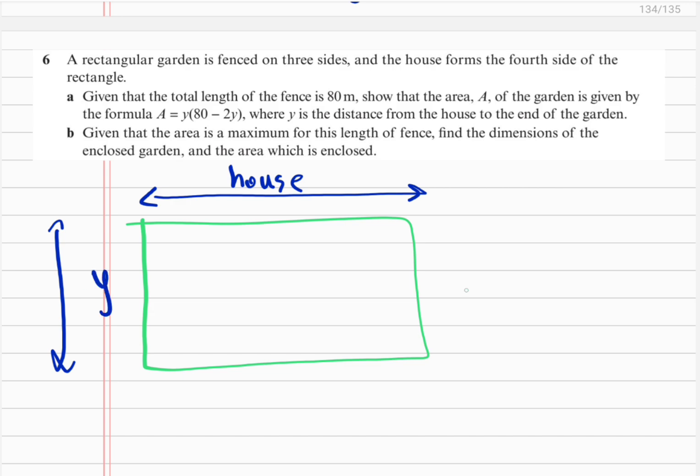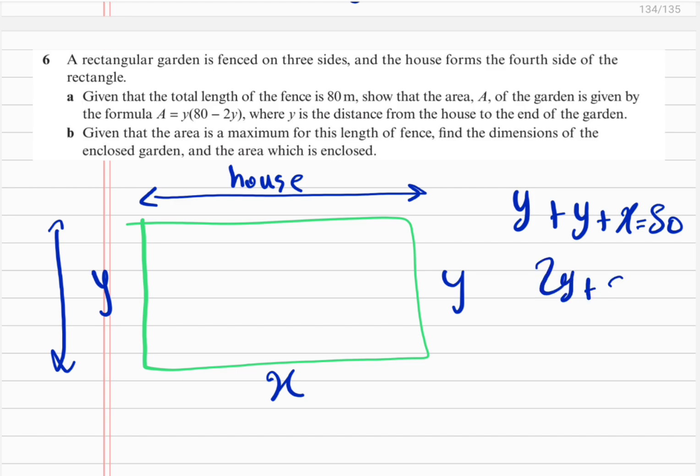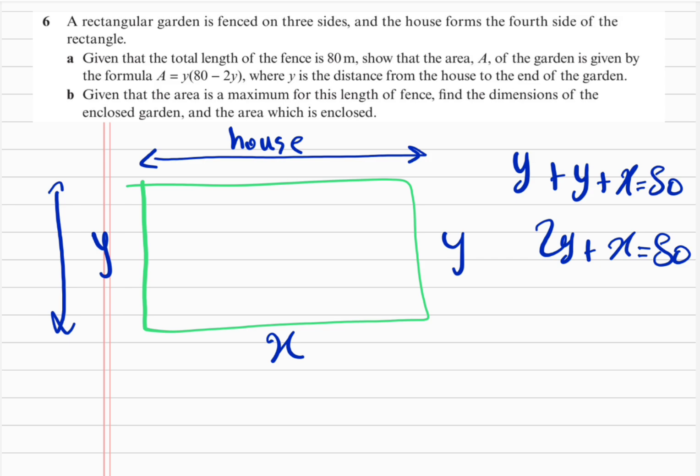So this is y, and here is also equal to that. But we don't know the value of this distance or this side, which can be, let's say, x. Also we know that the total length of the fence, which means the sum of y, the two y's and x, is equal to 80. And this means 2y plus x is equal to 80. So we have this equation.